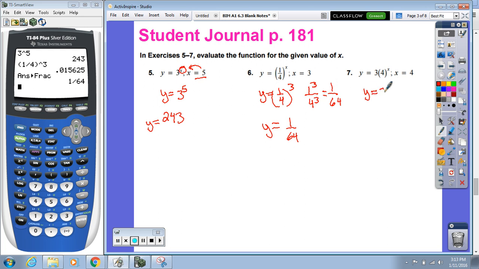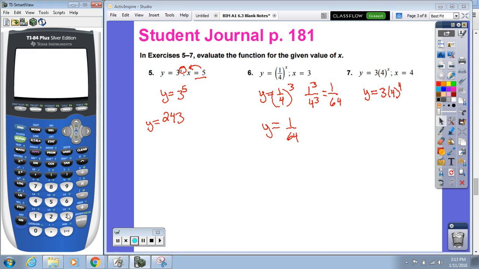So on this one, once again, we're going to plug in x is 4. So now look at how I type this. I'm going to go in and I'll do 3 times, and I can do parentheses or I don't really have to, I can do 4 to the 4th. Now if in doubt, if you're just worried about it, go ahead and plug it in exactly like it shows it on the problem, just to make sure 100% that you are getting the correct answer. And so we get y equals 768.